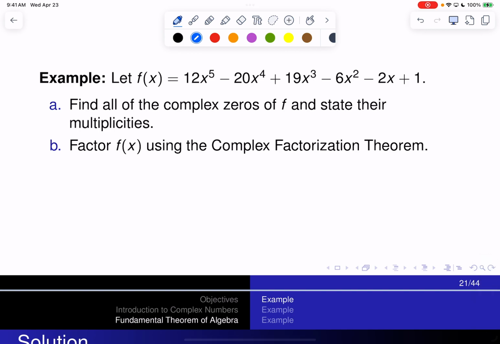Here we go. We're going to try and factor this completely and find all the zeros, including complex numbers. Factor using the complex factorization theorem. So after you get the zeros, I want you to have it in factored form. So you've got to find all the zeros, and then you've got to factor it.